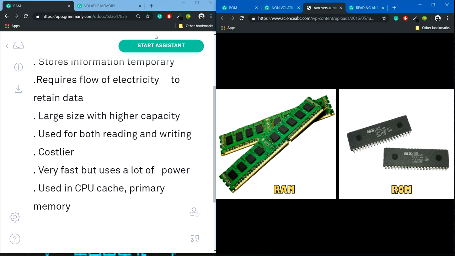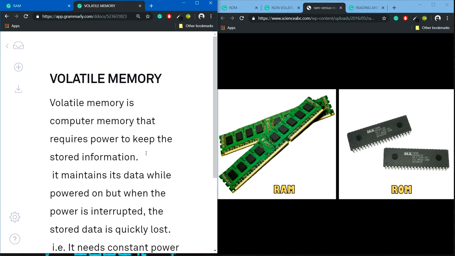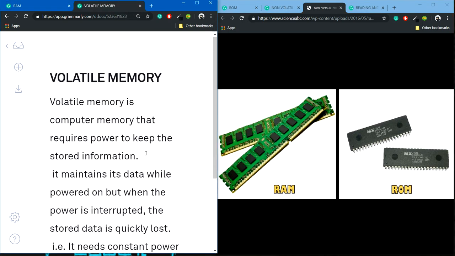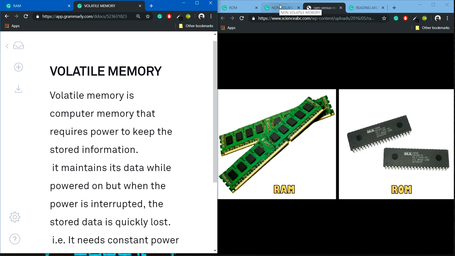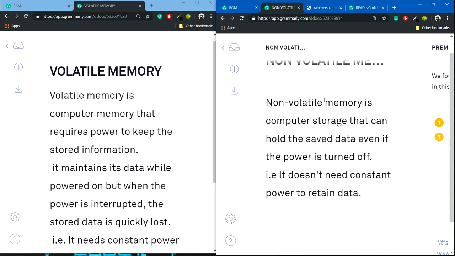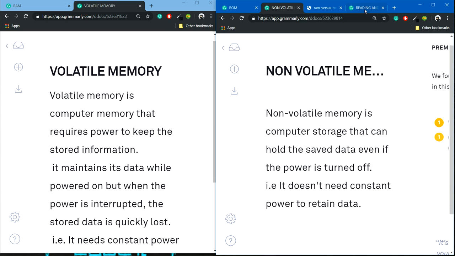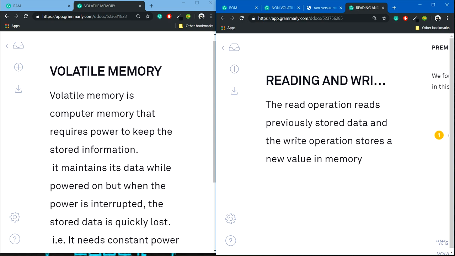If you want to write the definition or meaning of volatile memory, you will write from here. What is volatile memory? And also, if you want to write for non-volatile memory, you can write from here. What is non-volatile memory? And to understand the meaning of reading and writing, you will also write the meaning of read operation and write operation.